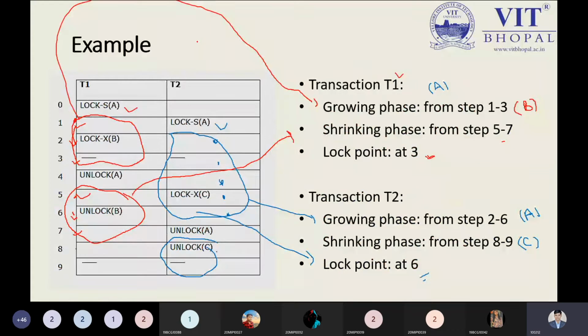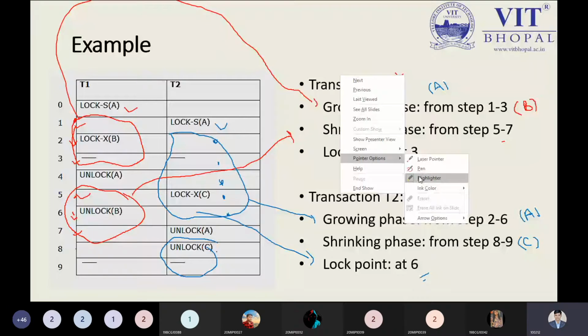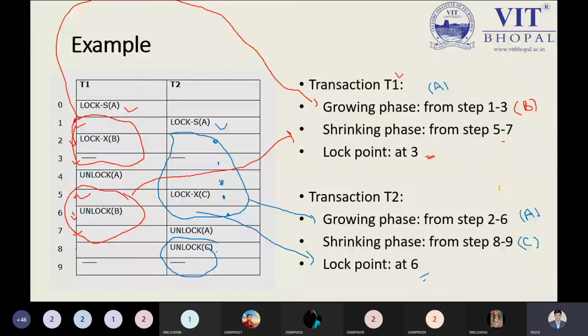T1 and T2 are two transactions. T1 contains lock-X(A), lock-X(B), and so on, and T2 is followed by lock-S(A), lock-X(B), and so on. So transaction T1 contains some operations. The growing phase starts from step 1 to step 3. From this phase to this phase, I am highlighting what belongs to the growing phase.